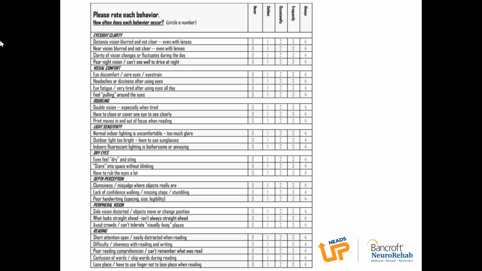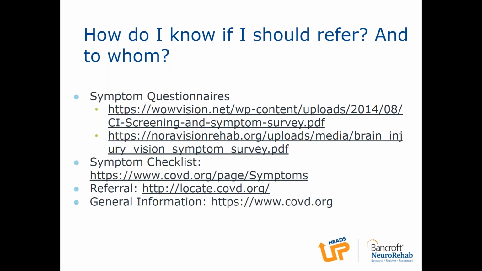Essentially it breaks it down into a lot of different categories, but you're asking them to rate their symptoms from never to always. At the bottom of this, it will say if they score a 28 or over, that is indicative that we should be referring them to a neuro-optometrist, and they would likely benefit from vision therapy.